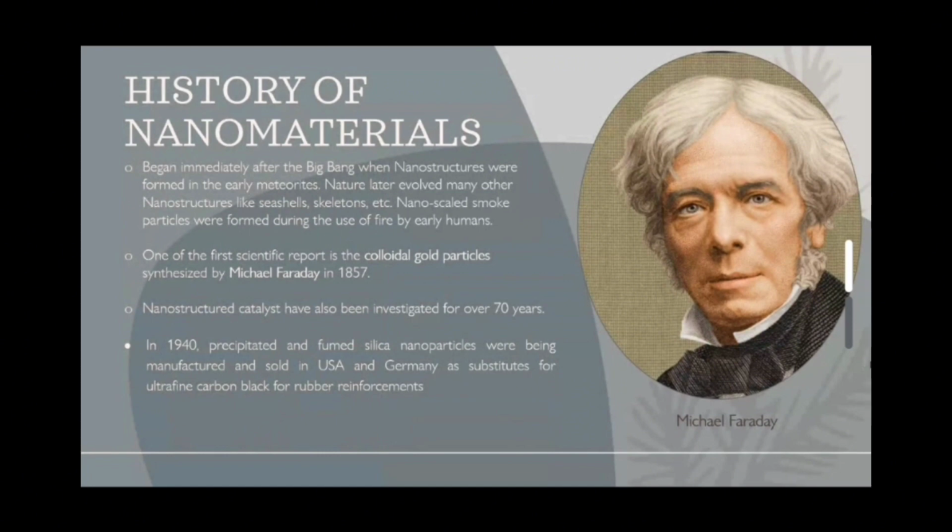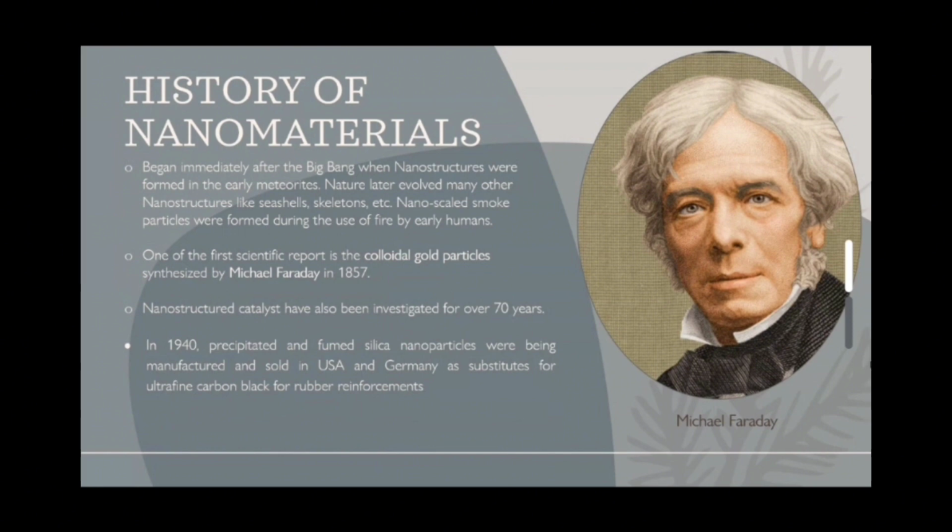Nanomaterials have existed in nature long before scientists could even imagine them. It began after the Big Bang when nanostructures were formed in the early meteorites. Our planet became an important source of natural nanomaterials. We have been using it for years, especially in the field of construction, medicine, and arts. Several historical artifacts owe their beauty to nanomaterials.